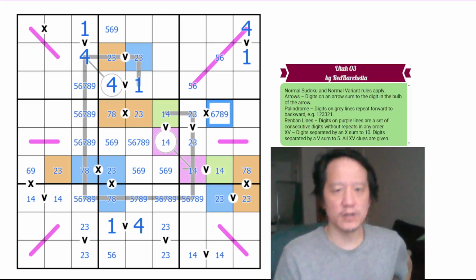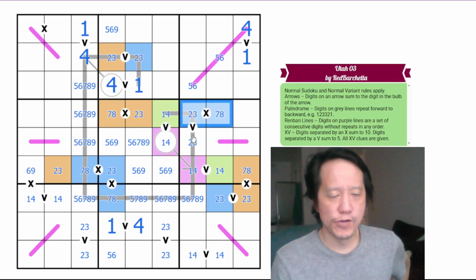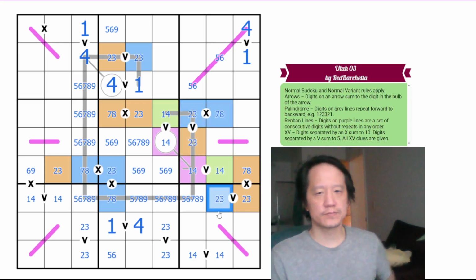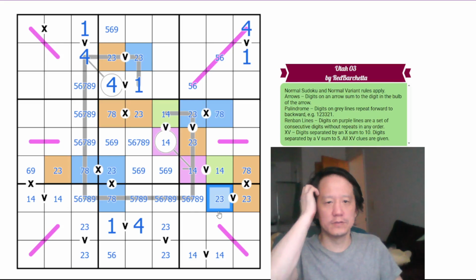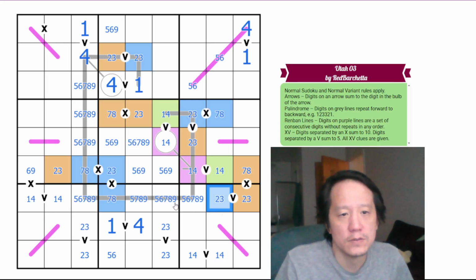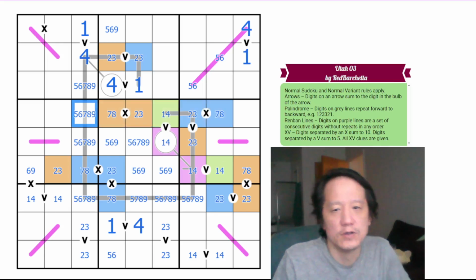So this must be a 7, 8 pair here. These have to be blue. A 2, 3, 7, 8 pair. This is blue, this is orange. Okay, so this cannot be the high orange. Where can the high orange be? Well, this can't be high orange. It can't be high blue either. So this is 689. Sorry.